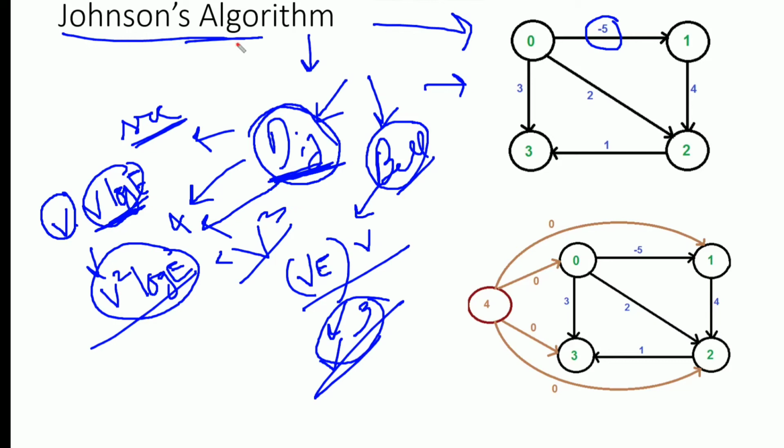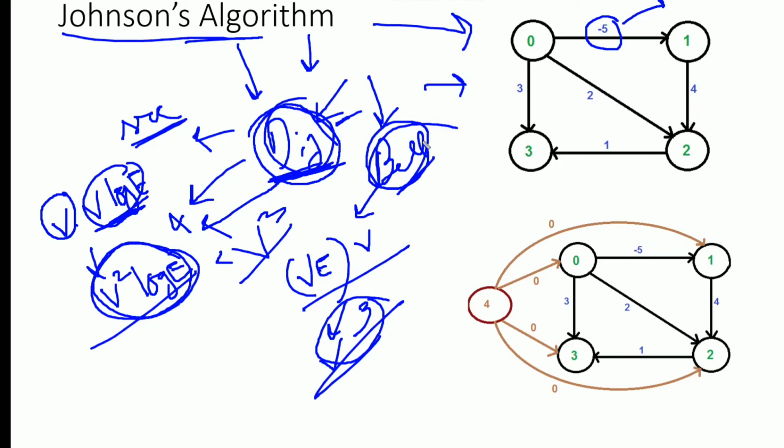With the help of Dijkstra, we can apply the algorithm to all the vertices, which will take time complexity V square log E. But the most important condition is that we need to remove these negative weight edges, that is, convert them to positive weight edges, because Dijkstra does not perform under that condition. But Bellman-Ford performs well in the case of negative weight edges.